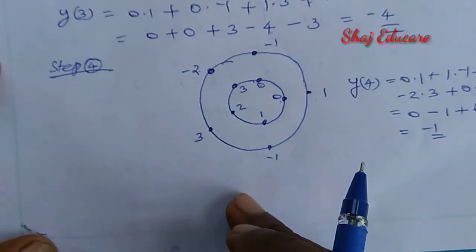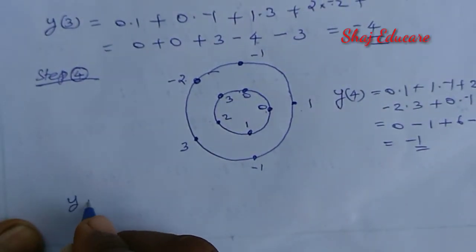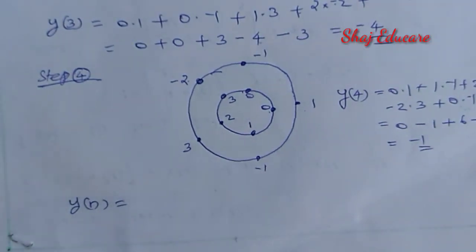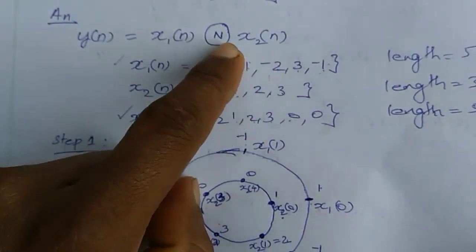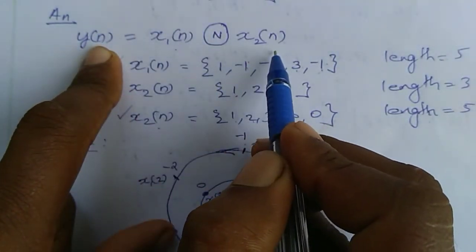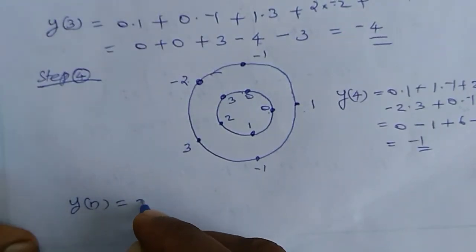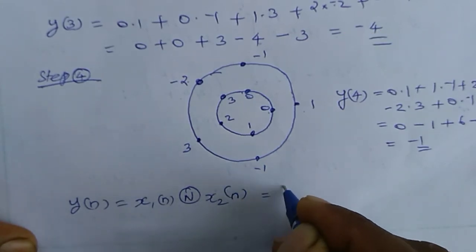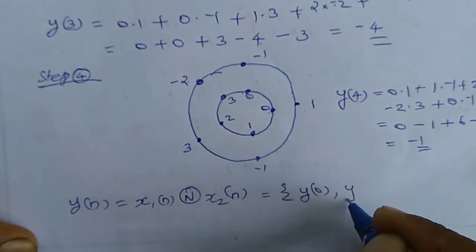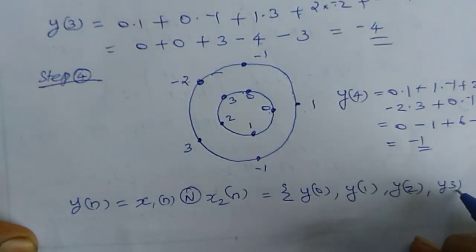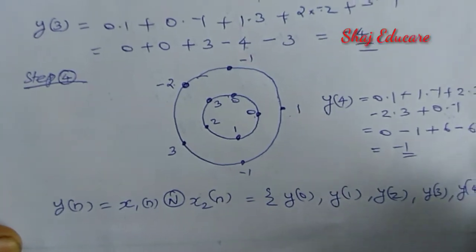Now let us write the entire y of n, that will be the convoluted output of our two signals x1 of n and x2 of n. Okay, it is denoted by letter y of n, that is the circular convolution between x1 of n and x2 of n. That is equal to x1 of n circular convolution x2 of n, that is equal to y of 0 comma y of 1 comma y of 2 comma y of 3 and y of 4.